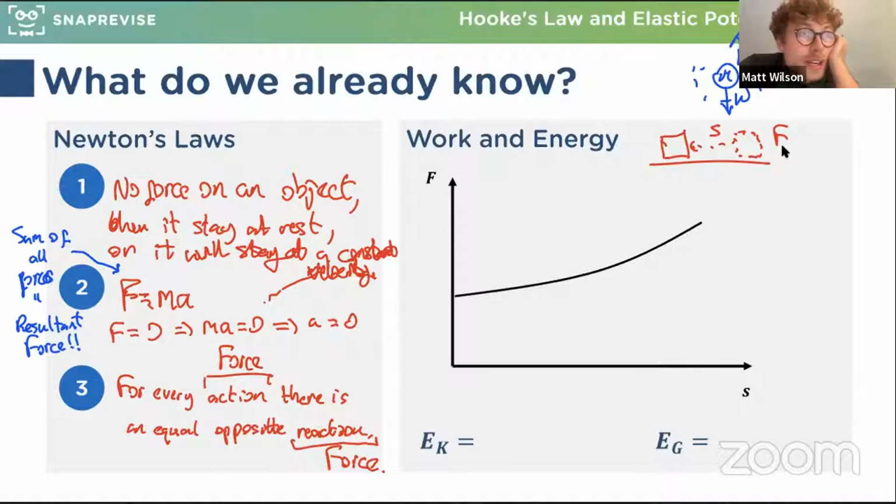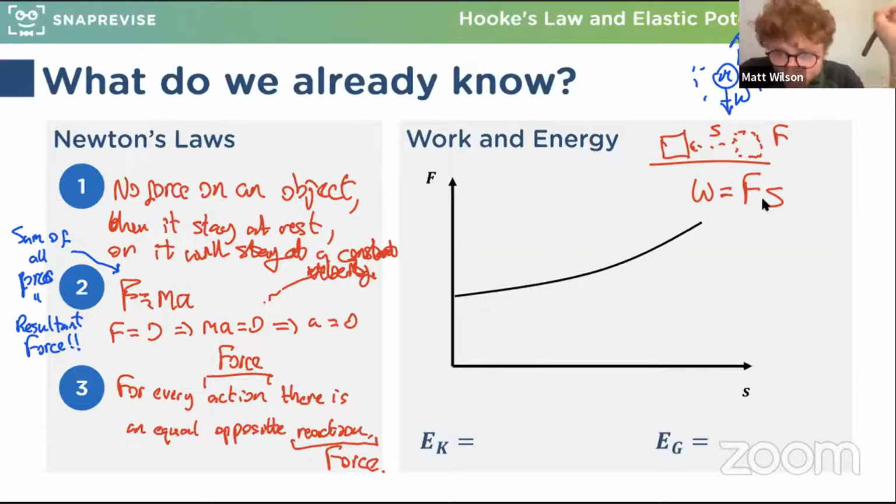I can calculate the energy required to do this, which is called the work done by the force, and I use the symbol W, by simply multiplying the force by the distance over which the force moved. And it's always the distance moved in the direction of the force.